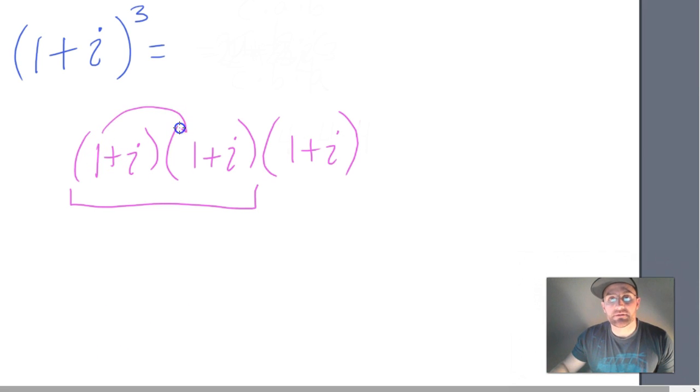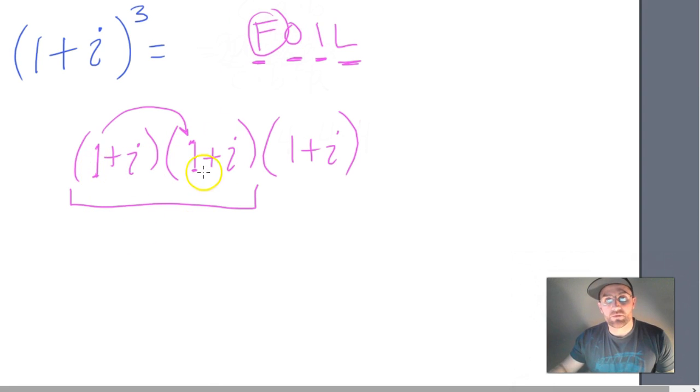So we have 1 times 1. FOIL, for those that don't remember, is first, outside, inside, last. So we take the first value in this parentheses and the first value in this parentheses, and we multiply them together, and that is first. 1 times 1 is 1.